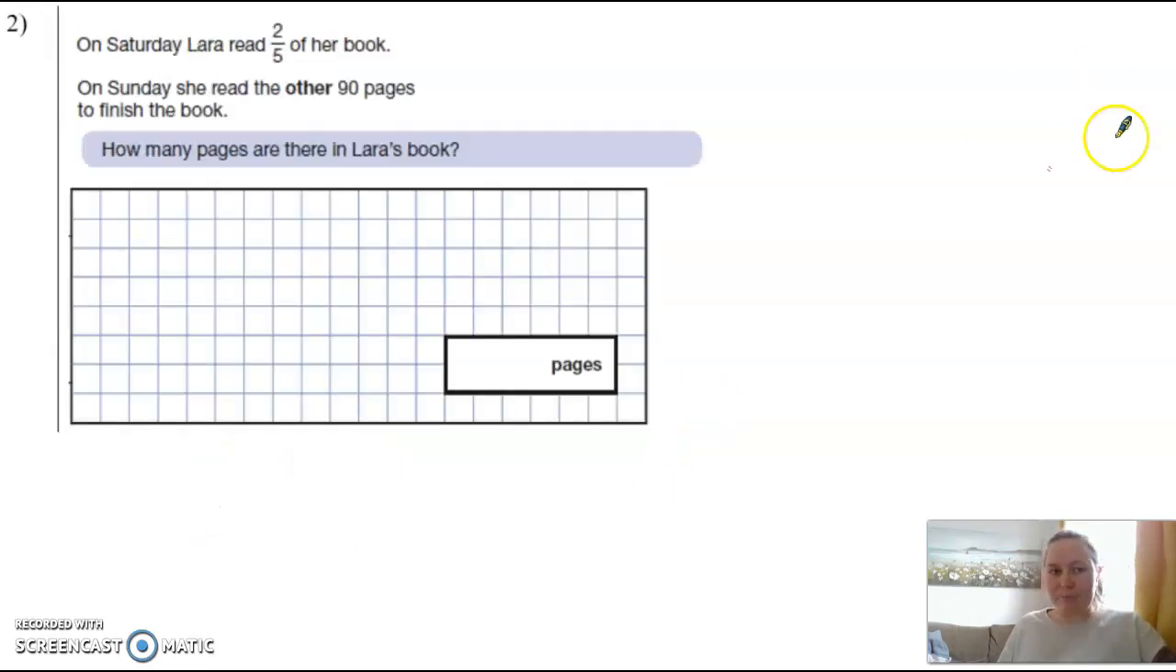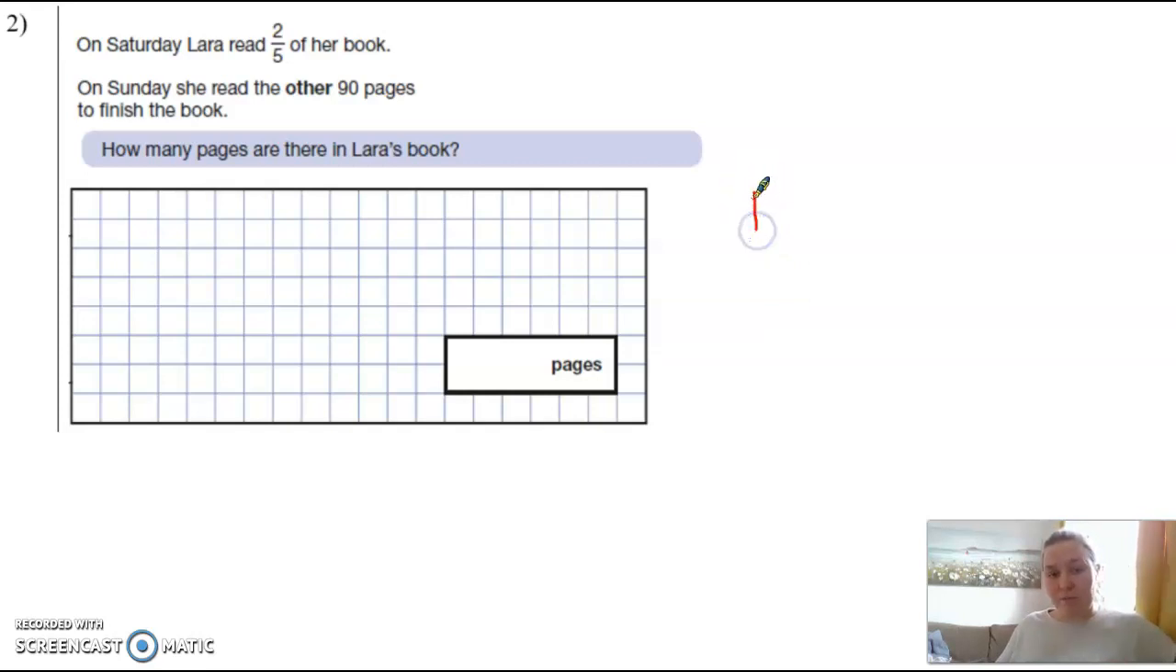Let's look at question 2. Okay, this is a fractions of amounts question. On Saturday, Lara read 2/5 of her book. On Sunday, she read the other 90 pages to finish the book. How many pages are there in Lara's book? Now we're going to use a bar model to represent this, which we used a lot when we did our fractions of amounts lessons last week. So let me show you.